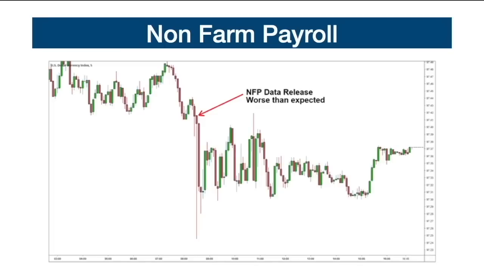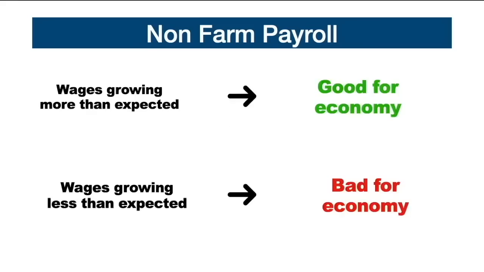The NFP report is so important because the United States has the largest economy in the world, so the health of the US dollar affects the health of other currencies in the world. If wage earners are growing less than expected, it is certainly not good for the US economy. Instead, if wage earners are growing more than expected, it is certainly good for the US economy.